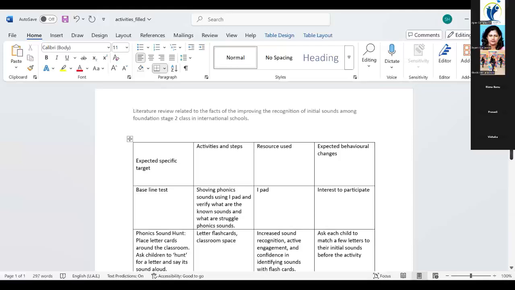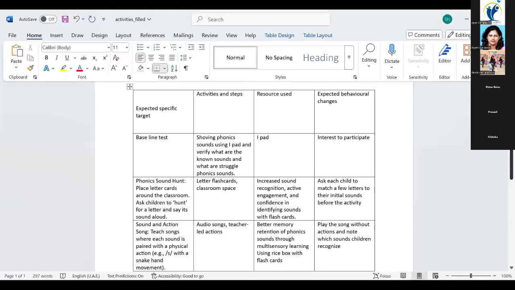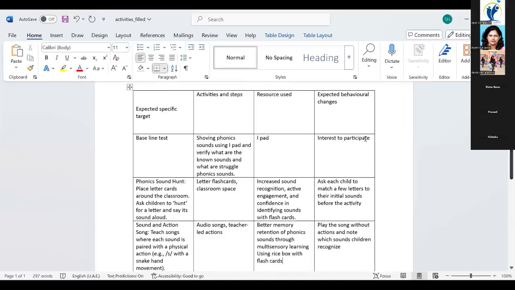Baseline test: showing phonic sounds using an iPad and verifying which are the known sounds and which are the struggling phonic sounds. Here, if you are doing a test, you should be able to give marks for them. Ma'am, generally in my class I show the sounds with the iPads and mark on my sheet whether they know them or not. Right, okay, a mark sheet. So the baseline test is done to test their previous knowledge or their ability to pronounce words. Okay, ma'am.